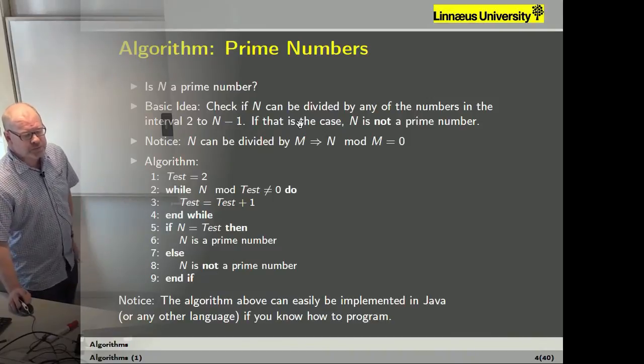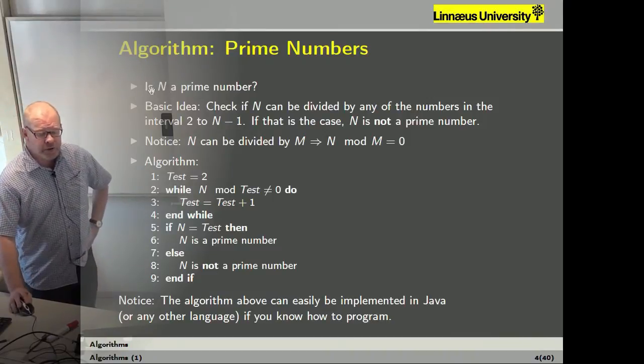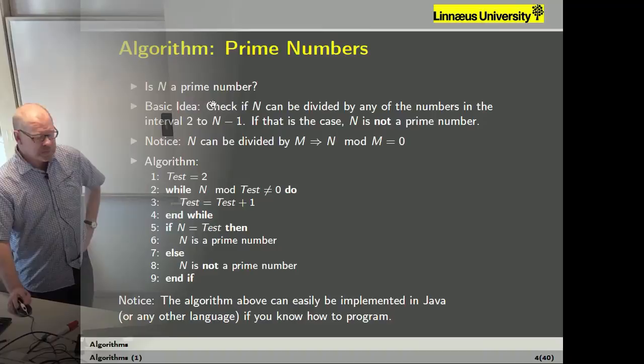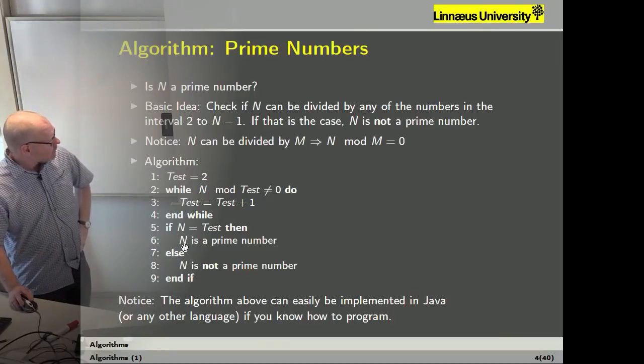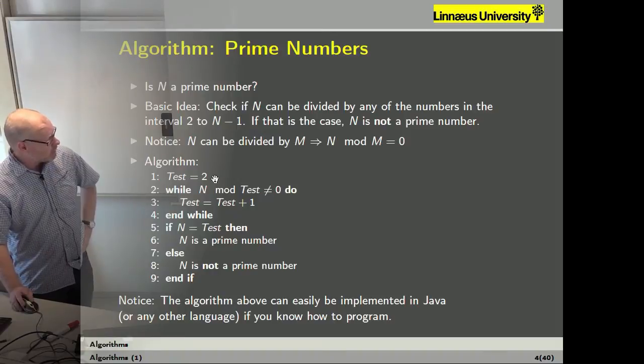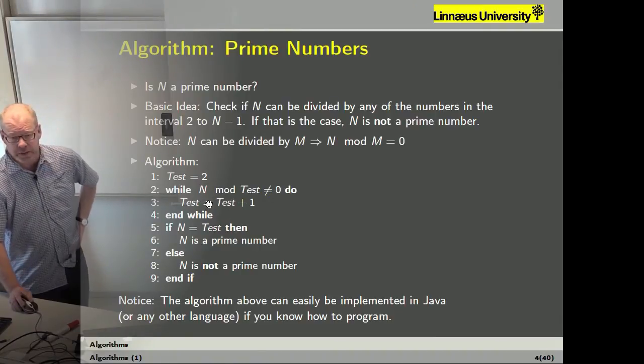Another example is: given a number n, is it a prime number? The basic idea here is to check if n can be divided by any of the numbers in the interval 2 to n minus 1. If that is the case, then it's not a prime number. So I do it like this. The first thing that we should check is if we can divide it by 2. And then as long as it's not divisible by test, we keep increasing test.